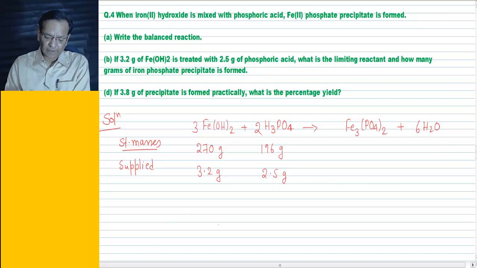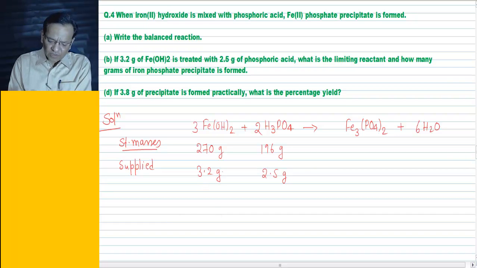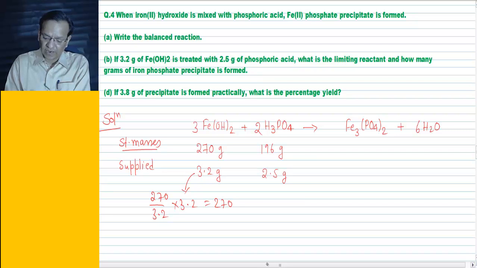So it's better to make this 270. So let us make this 270. So multiply it by 270 divided by 3.2. 270 by 3.2 multiplied by 3.2 will give 270 on this side.